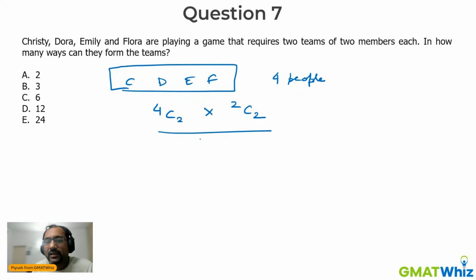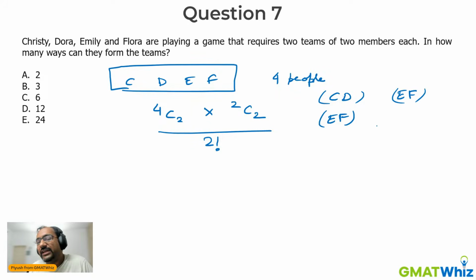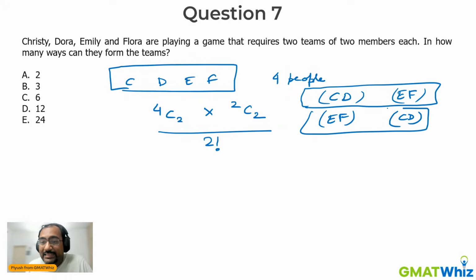Whenever that thing happens, you need to divide by the number of selections that you're doing, like divide by 2 factorial, basically. I'll help you understand why we do that. Okay, let's understand this. So let's say in the first selection I selected CD. In the second selection I could end up selecting EF. So this is considered once. But at the same time, in the first selection, if I end up selecting EF, and in the second selection I end up selecting CD, that is also considered as a separate scenario, as a separate case. So in reality, every combination that you see over here is getting considered twice.